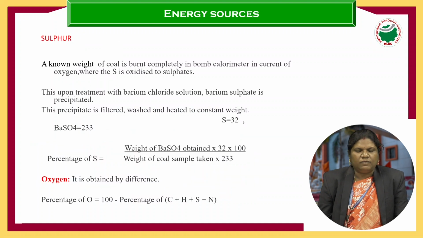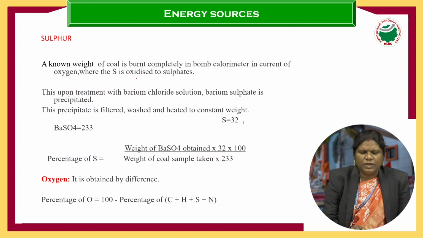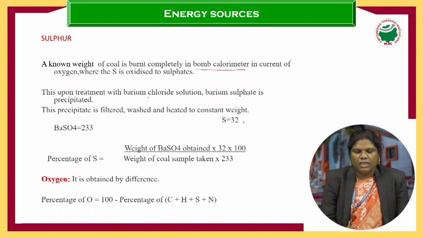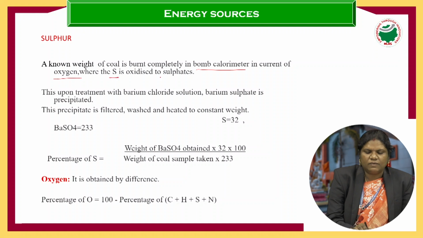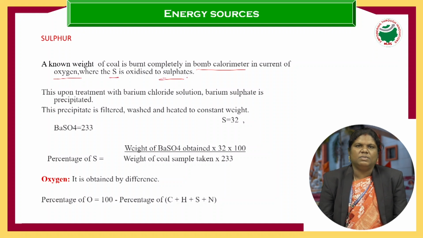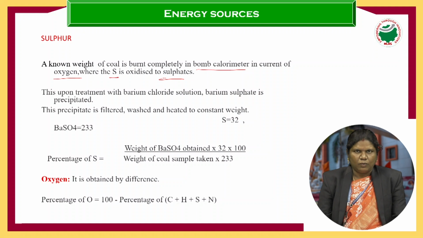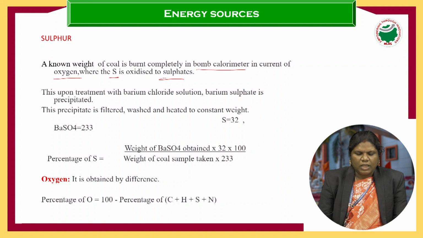Next, sulfur. A known weight of the coal is burnt in a bomb calorimeter in a current of oxygen, where the sulfur is oxidized to sulfates. It means we take a known quantity of the coal and keep it in a bomb calorimeter where oxygen is provided. Then the sulfur present in the coal is converted into sulfates.